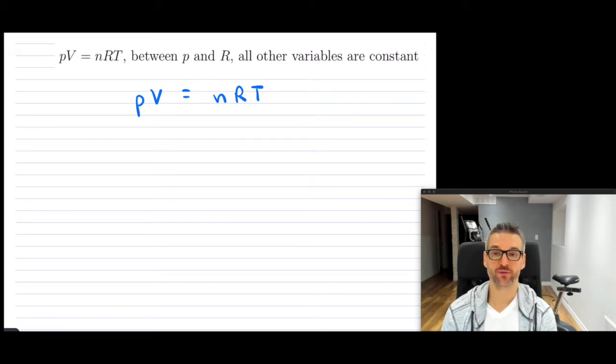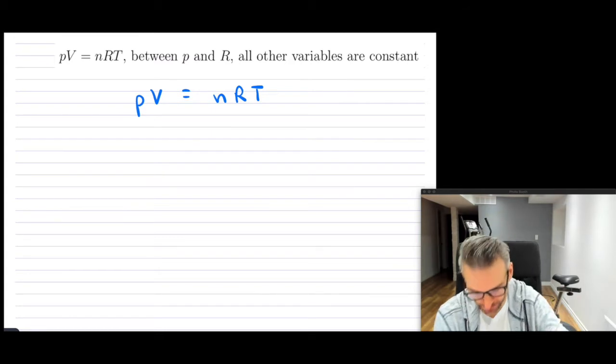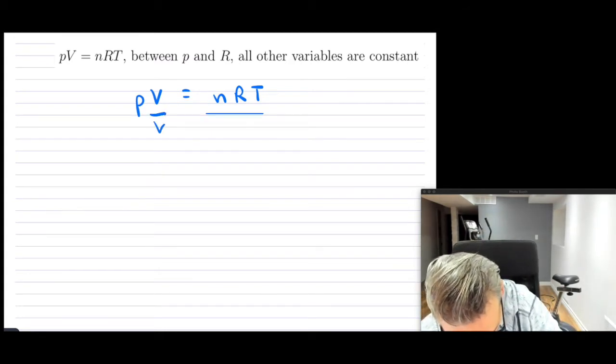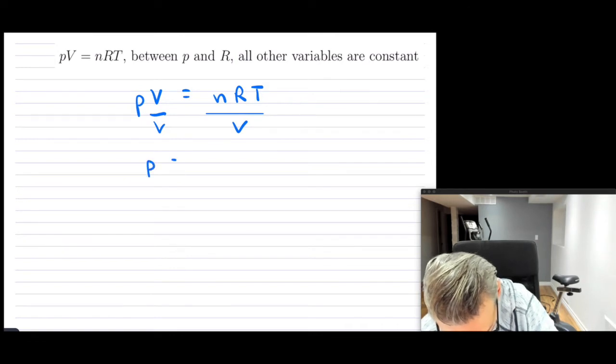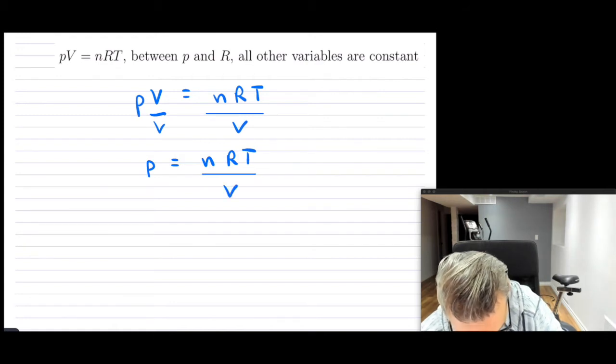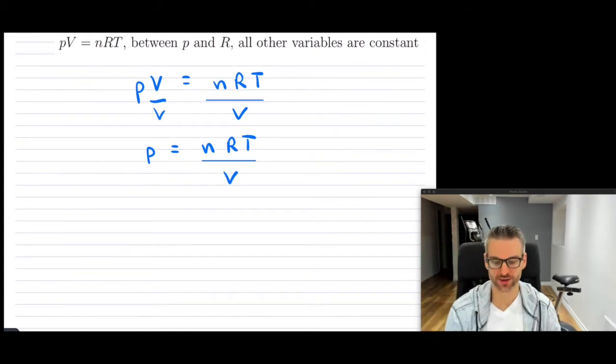So one of the first things that you can do to help yourself is solve for one of them. And you can choose whichever one. So it says P and R. So I'm going to be solving this for P first. So isolating for P. If I divide both sides by V, I'm going to get P is equal to nRT all over V. That is just rearranging this.